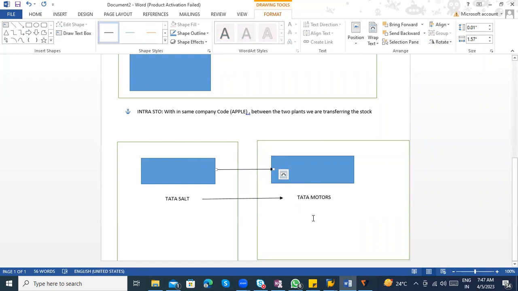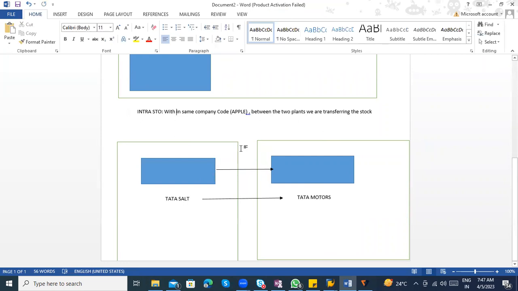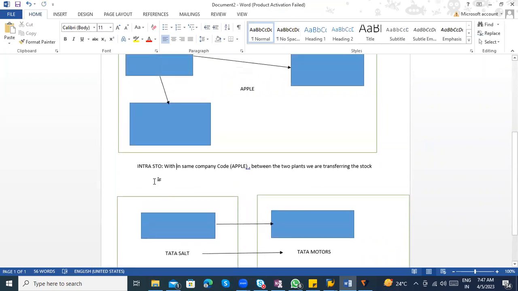There is a possibility, because if the consumables are laptops, my company is different, the company code is different. A group of company codes will be under one company. The Tata Group contains multiple company codes, multiple entities. Entities, we can say, are company codes.